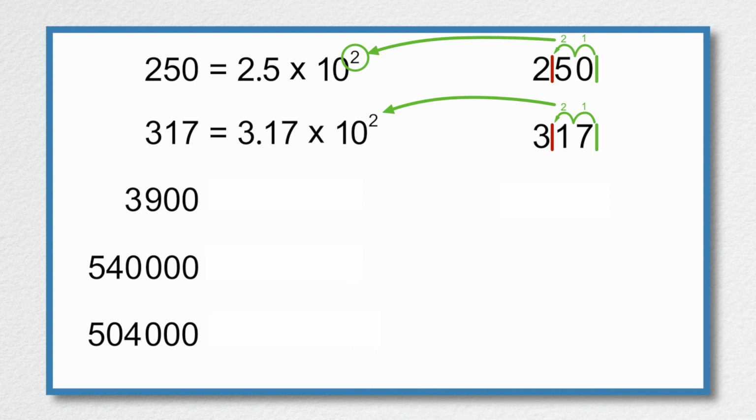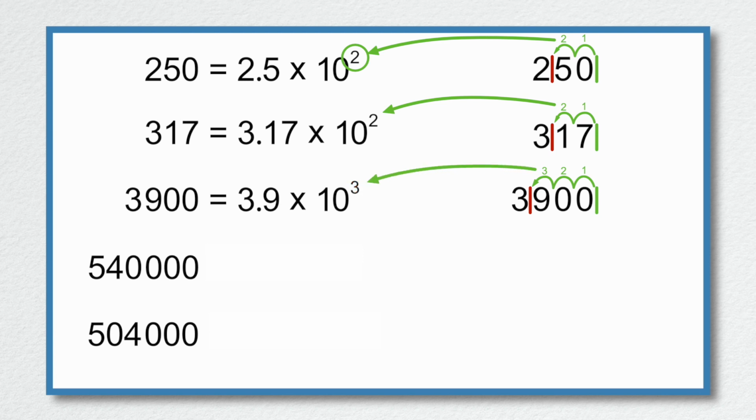Let's do 3,900. In standard form, we're going to end up with 3.9 multiplied by 10 to the power of something. Let's work out what that something is. So we have 3,900. There's our cutoff point, and there's where the decimal point is. We now count the moves from the decimal point to our cutoff point, and that's 3. So we can write 3,900 as 3.9 multiplied by 10 to the power of 3.